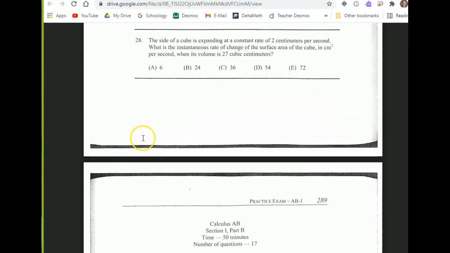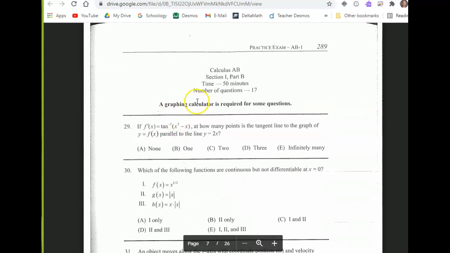You can see here's the 28th. And then you get to the next section. So then we have 17 questions, which is 50 minutes, and a graphing calculator is required. To get the true effect, you want to know when to use a calculator and when not to. All right? And it's all in the directions. So then you'll answer those.